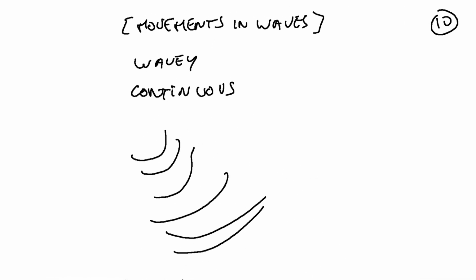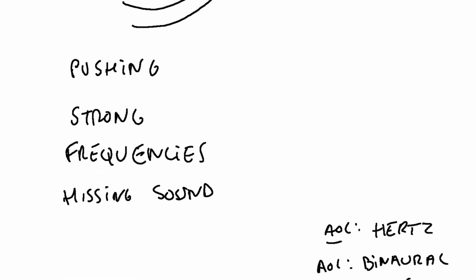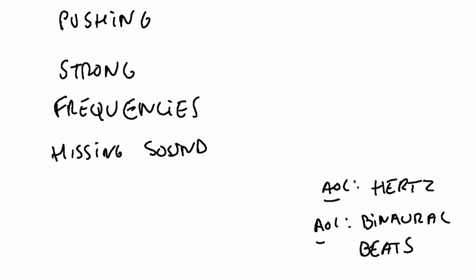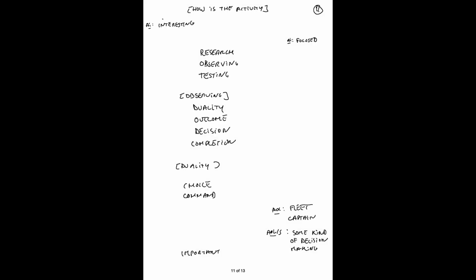I get wavy, continuous, draw a wavy sketch and get pushing, strong, frequencies, hissing sound and get 2 AOL of hertz and binaural beats. I decide to probe how the activity is and perceive that the person at the target is focused. The activity is about researching, observing and testing. I probe observing and get duality, outcome, decision and completion. It seems like there was some duality in a decision process on the completion of the works.